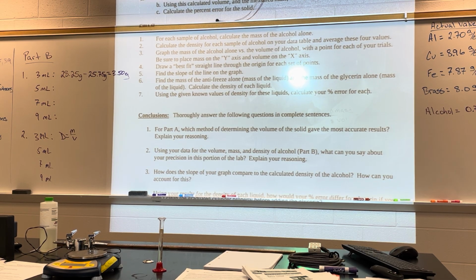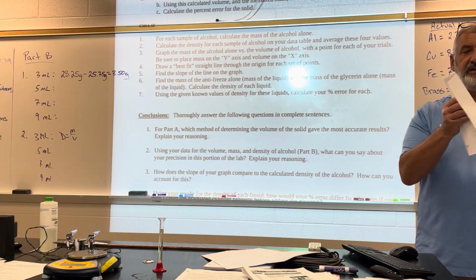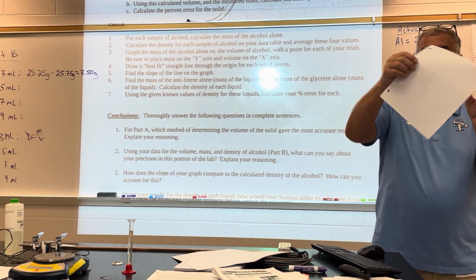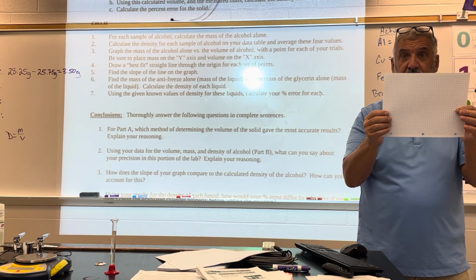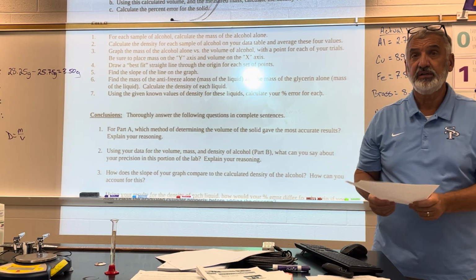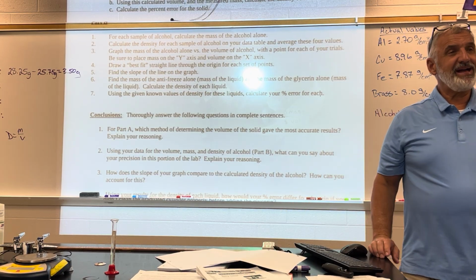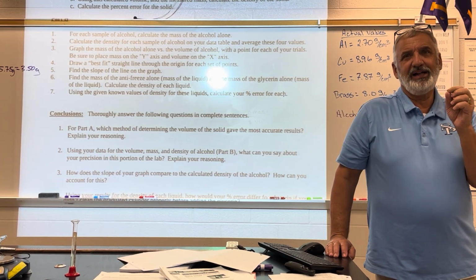Okay. Now once again, we're going to listen and we're going to follow directions. Everybody understands the difference between portrait and landscape, right? This is portrait. This is landscape. We're going to do our graph in landscape. Okay? Now, we have mass and volume. Now we're going to go back to biology.